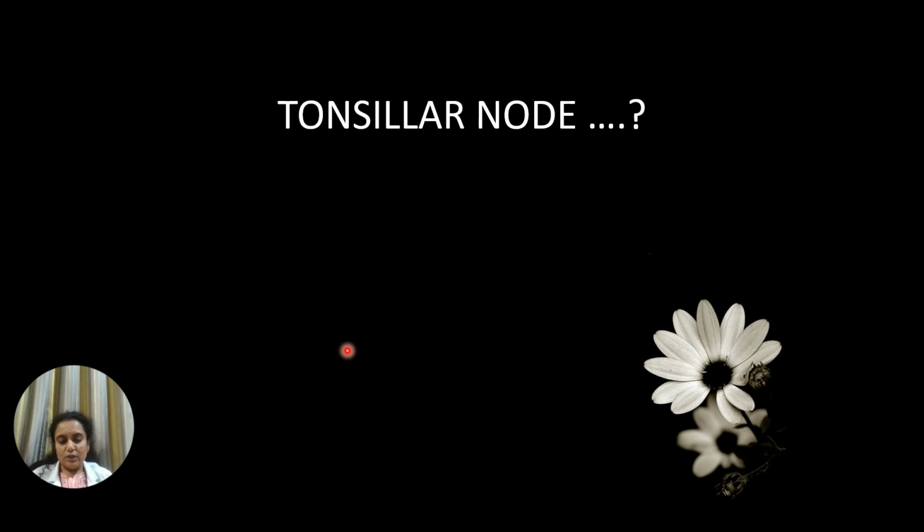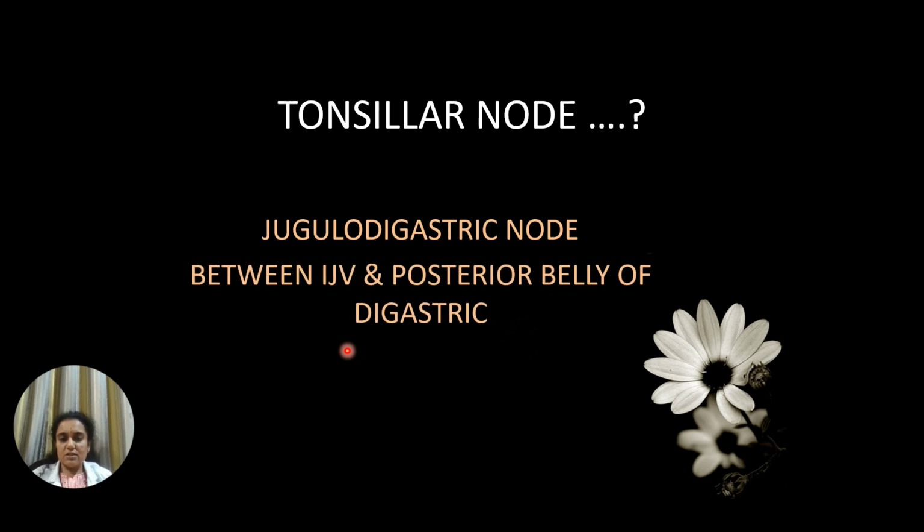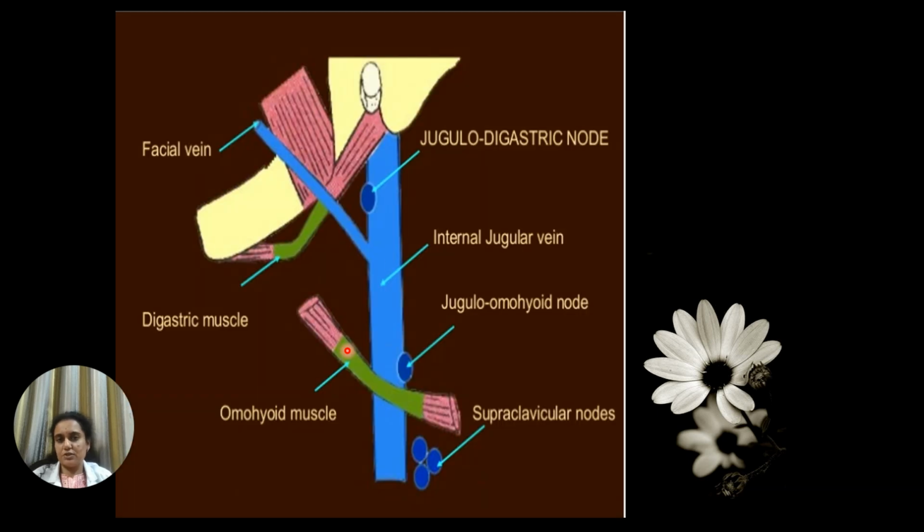Coming to the tonsillar node. It is basically the jugulodigastric lymph node which is enlarged during tonsillitis. It is present in between the internal jugular vein and the posterior belly of the digastric. So it comes under level 2 and level 3 of the cervical lymph nodes. This is the jugulodigastric node, which is seen in between the internal jugular vein and also the digastric muscle.